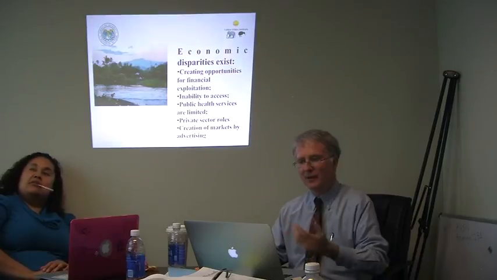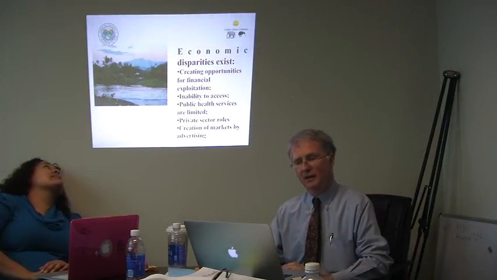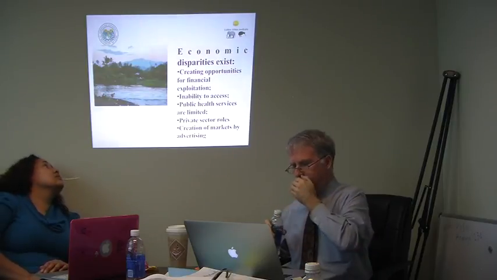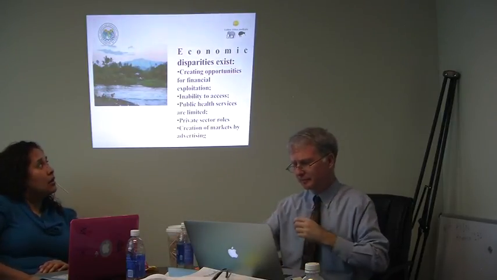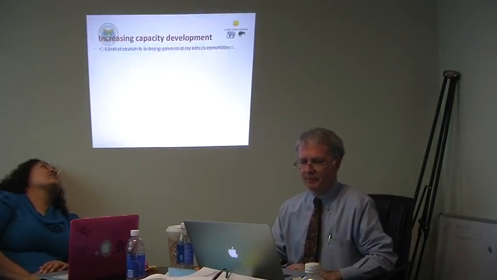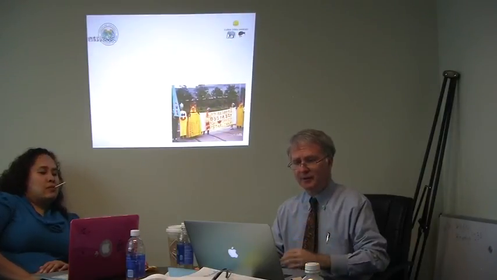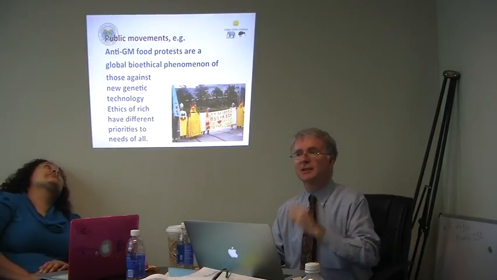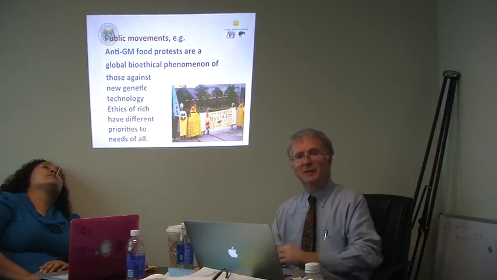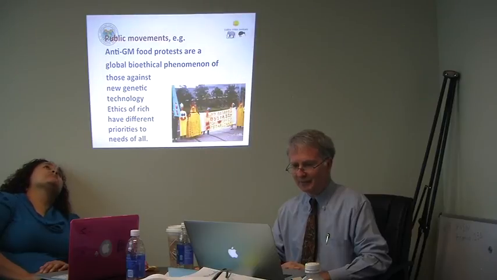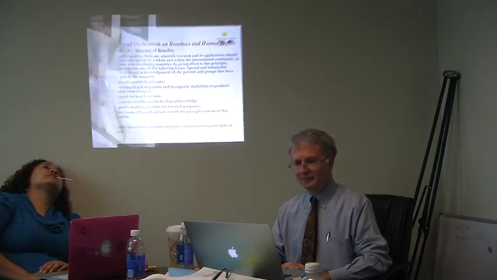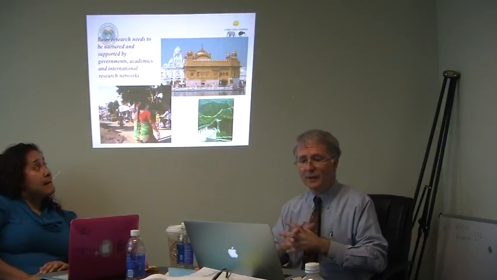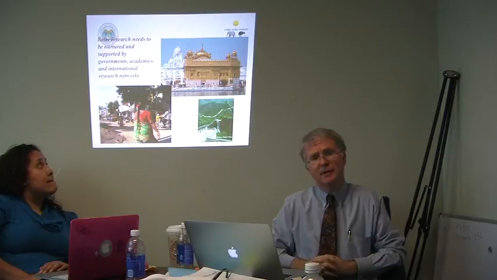Economic disparities, all sorts of issues will affect the implementation of ethics guidelines. Many opportunities for exploitation as well. Capacity development is important. Public movements, anti-genetics movements are important, so genetics research is especially targeted. This is against genetically modified food in Japan, dressed up as GM corn. And financial conflicts and other issues. Anyway, we need to nurture the research by governments, academics, international research networks.